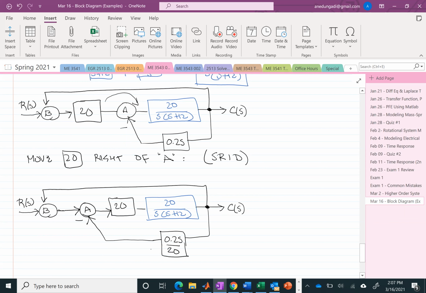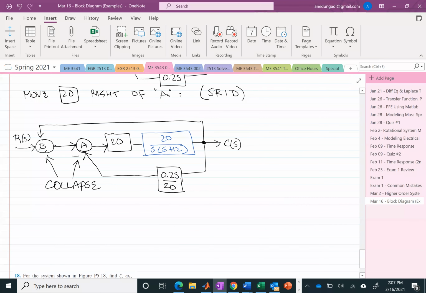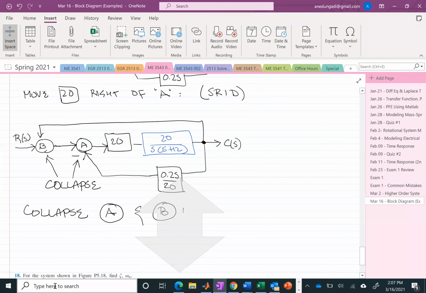Okay. Now, what do you see? You see that this and this summation block can be collapsed, right? Why? Because nothing is happening between A and B. So collapse A and B.